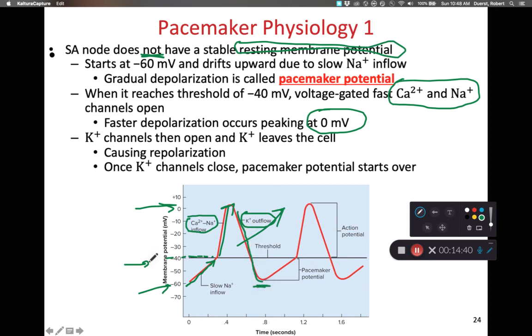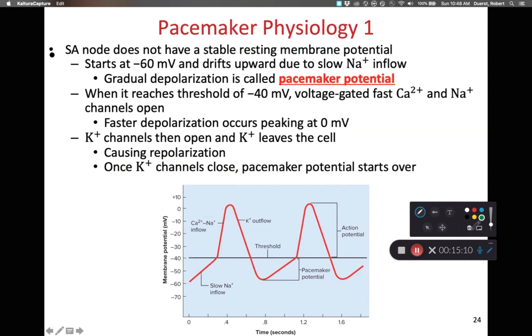And typically at about -55, -60-ish millivolts, the potassium voltage-gated channels close. And then we're going to start the process all over again. And just like with the nervous system, when we talked about action potentials, there are sodium-potassium pumps. They aren't shown on this figure, but those sodium-potassium pumps get the sodium and potassium ions back to their initial concentrations to reset the ion concentrations.